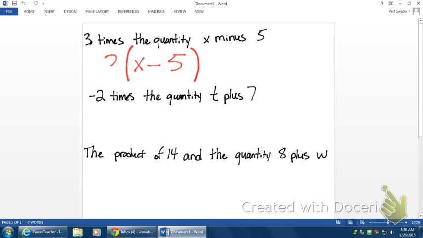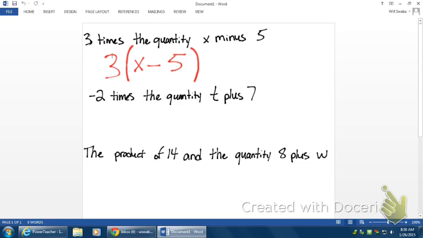Now you don't have to distribute it out. We're just trying to write down these expressions. So 3 times x minus 5. When you see that word quantity, it means you're really separating whatever part's coming next. And this is saying x minus 5. So we know we're going to do x minus 5, and we know we're going to multiply 3 times something. Okay, let's move on to the second one.